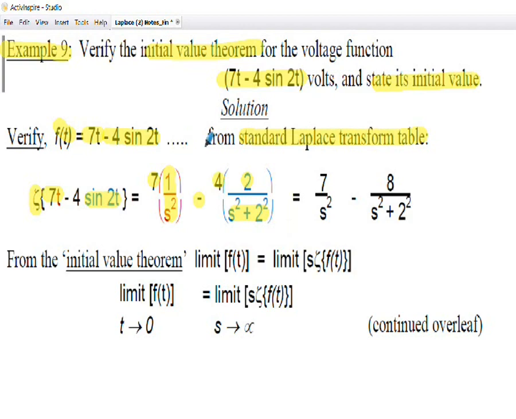So just to simplify the terms here, we'll end up with 7 upon s squared as the first term, and that's the Laplace transform of 7t, and we're taking away 8 upon s squared plus 2 squared, and that's the Laplace transform for the 4 sine 2t. Again, we're going to apply our initial value theorem here, where on the left hand side in the time domain we're going to let time tend to 0, and on the right hand side, the Laplace domain, we're going to let the s tend to infinity.